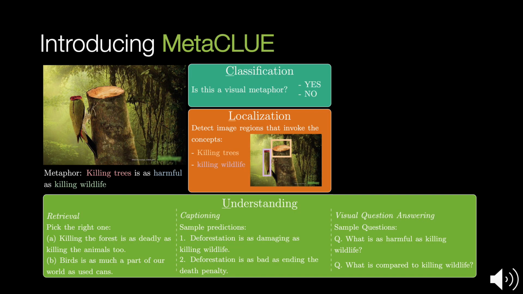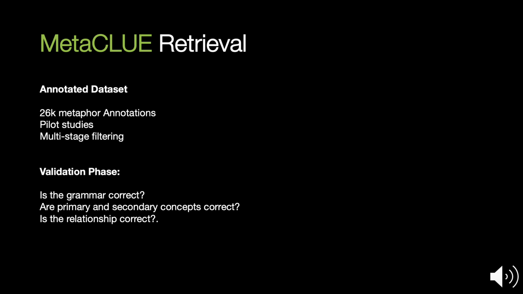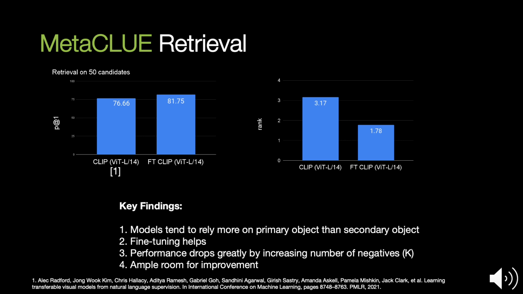Next we introduce 3 important understanding tasks: retrieval, captioning, and VQA. In retrieval, the goal is to identify the correct metaphor interpretation statement from a candidate set given a metaphorical image. We conduct several pilot studies and use a multi-stage annotation approach to collect a total of 26K clean annotations. We evaluate several state-of-the-art models in both zero-shot and fine-tuning settings. In our paper, we show more detailed experiments such as experiments with hard negatives.